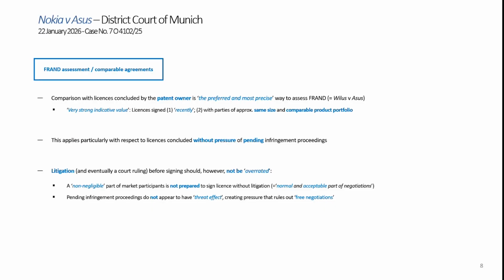And the court also could not observe that pending infringement proceedings have a threat effect that is so strong that it creates pressure on the parties, especially the implementer, ruling out free negotiations. So again, the court said, of course, licenses that have been signed without litigation have a very strong indicative value, but you have to be cautious. You cannot exclude licenses that have been concluded with litigation because the effect is not so strong as people think, and you cannot rule this type of agreements out as such, because ending in litigation is something that can happen, and the court considered that again part of the negotiation process in certain cases.